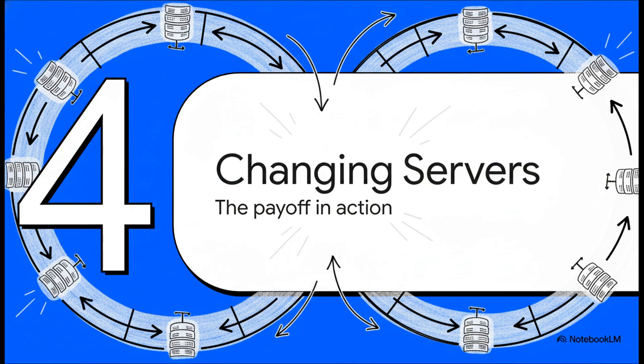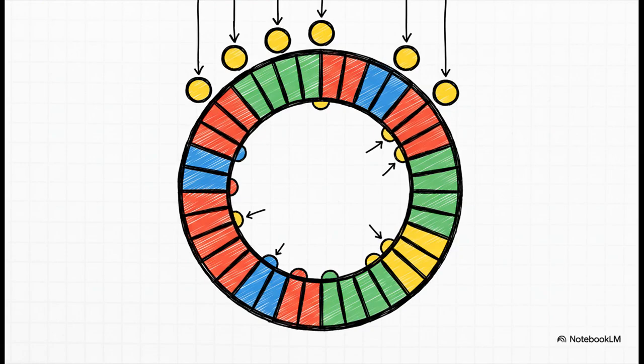So now that we have a balanced ring, let's go back to our original crisis. What actually happens when we add or remove a server from this new system? This is where we see the real magic. Let's add a new server, server D. We sprinkle its virtual nodes all over the ring.